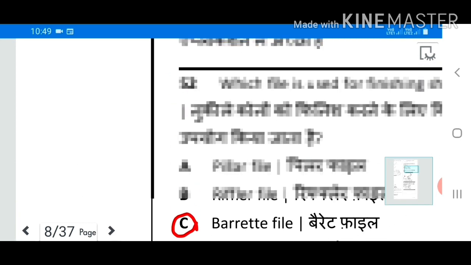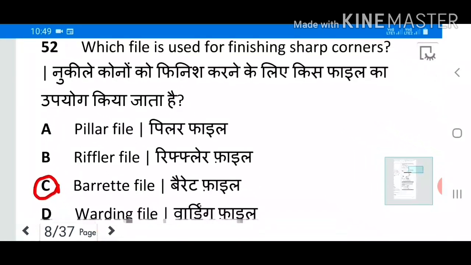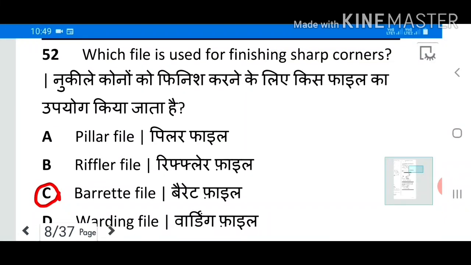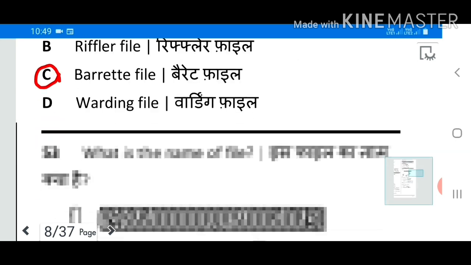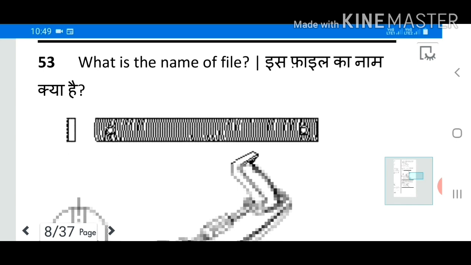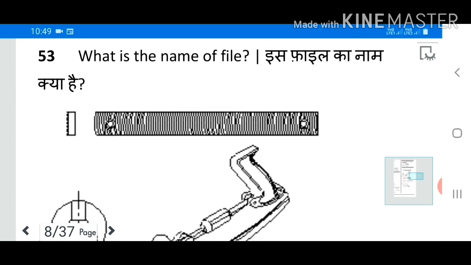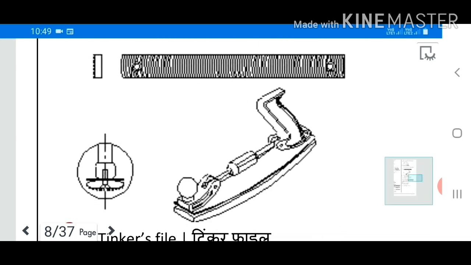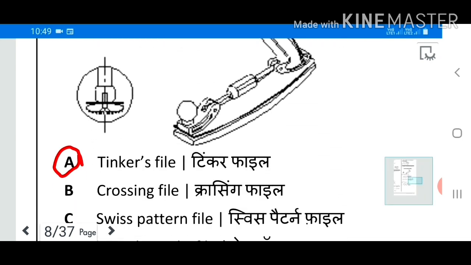52. Which file is used for finishing sharp corners? Answer C. Barrette file. 53. What is the name of the file? Answer A. Tinker's file.